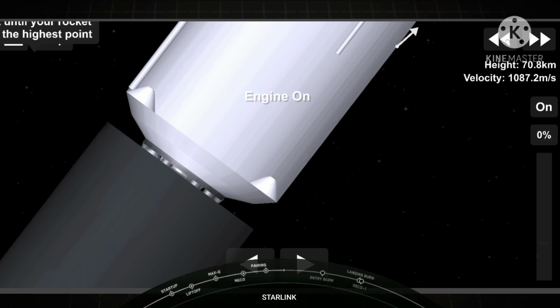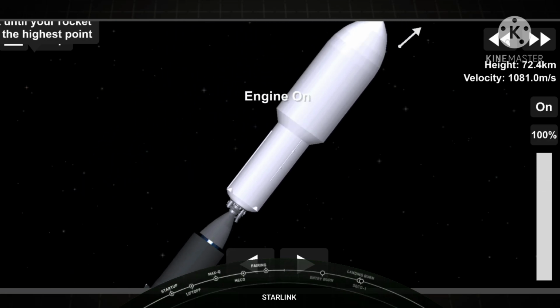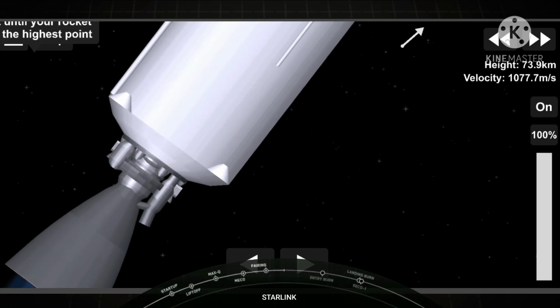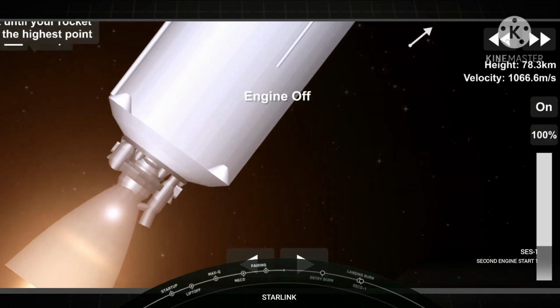MECO. Stage separation confirmed. MVAC ignition.